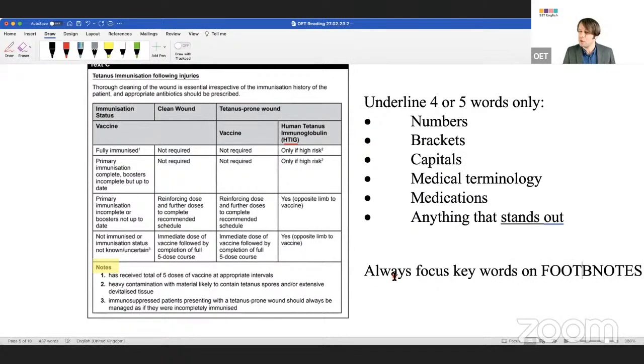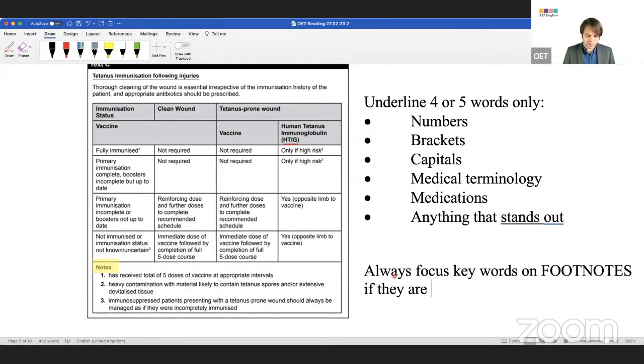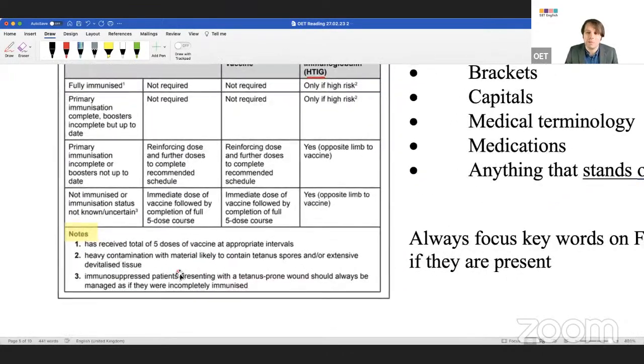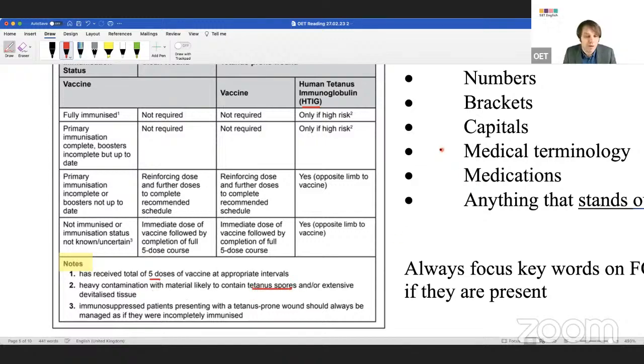Do we always have them? No. If they are present, okay? Here we have some footnotes. Is there anything I need to underline here, guys? Do you see any brackets, any medication? 5 doses. Number 5 doses. We have 5 doses again. Anything else? Immunosuppressed patients. Tetanus spores, medical jargon, right? Tetanus prone, maybe immunized, immunosuppressed. Yeah, right. So this is an example of medical jargon, right?